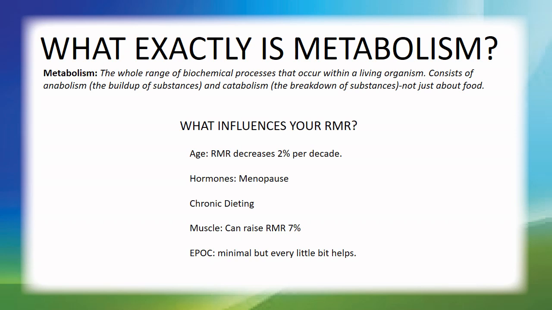Now, a really positive thing we can do is build some muscle. In fact, we can raise our resting metabolic rate up to 7% just by adding some significant muscle. And you don't have to look like Arnold. You just have a little bit of denser, thicker muscle, and it's going to make you burn at a slightly higher rate. EPOC, which is exercise post-oxygen consumption, is a very minimal thing that we can do, but it can raise our metabolism over the 24 hours after an intense exercise. It's not going to raise it all that much, maybe 7%, but every little bit helps.